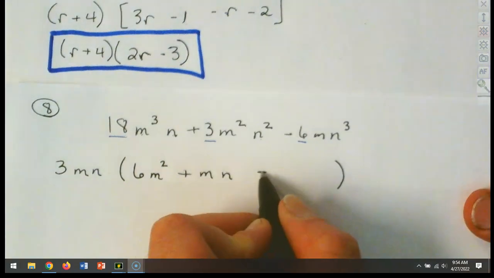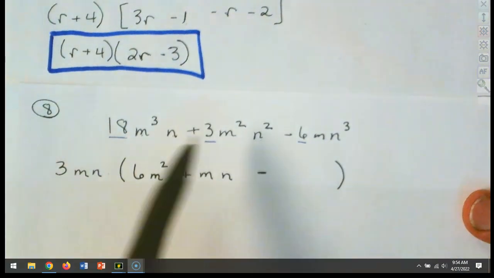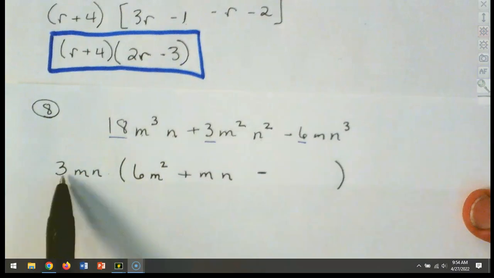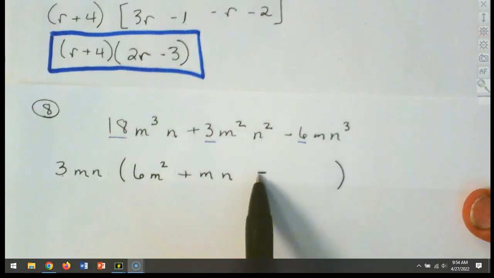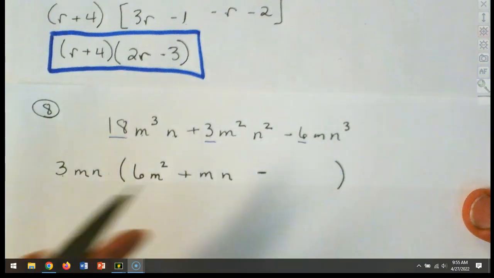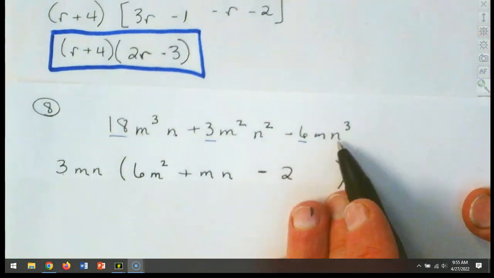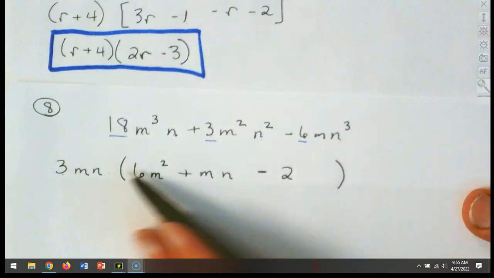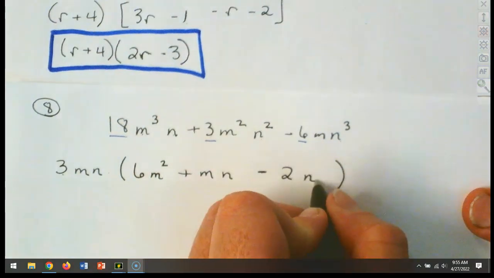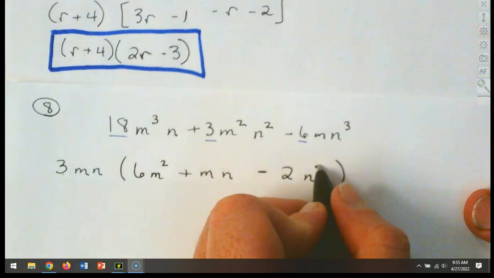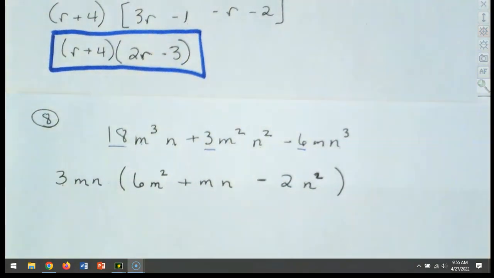And what's our last piece going to be? Well, 6 divided by 3, it's negative, so the negative is coming down. 6 divided by 3 is a 2. The m is gone. N, though, we've got 3 of them. Take 1 out, that leaves you with an n squared. All right, is everyone okay with that so far? So that's the first thing we did, was we factored out what was in common.